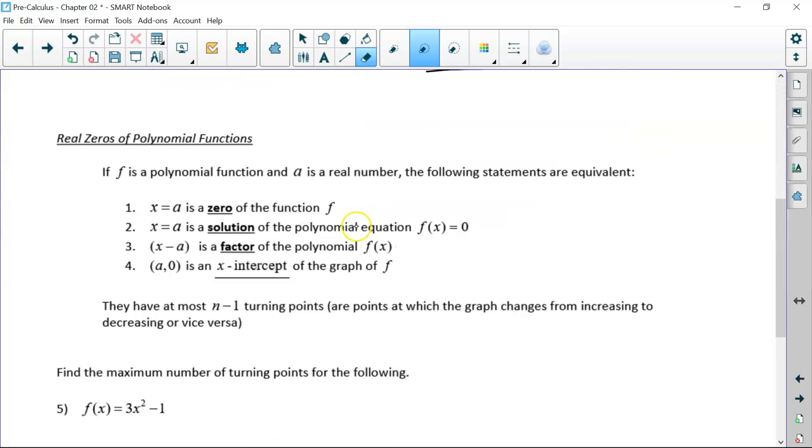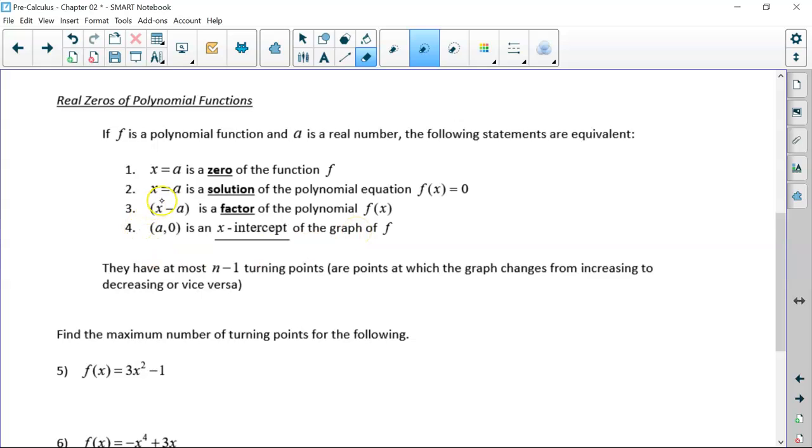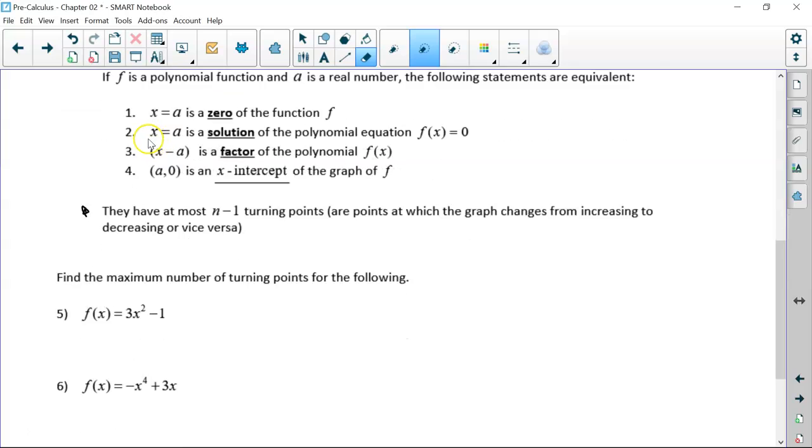Now, when we're talking about the zeros, remember, when a is a real number, x equals a is a zero. We'll be talking about this later. The thing to keep in mind, the zeros are the solutions, are the x-intercepts. So we'll be talking about all those little pieces with the solutions and the factors later on. What I want you to keep in mind is that our solutions, the x-intercepts, are also known as the zeros. Also, these graphs will have n-1 turning points at most. There could be less, but there's going to be at most n-1.